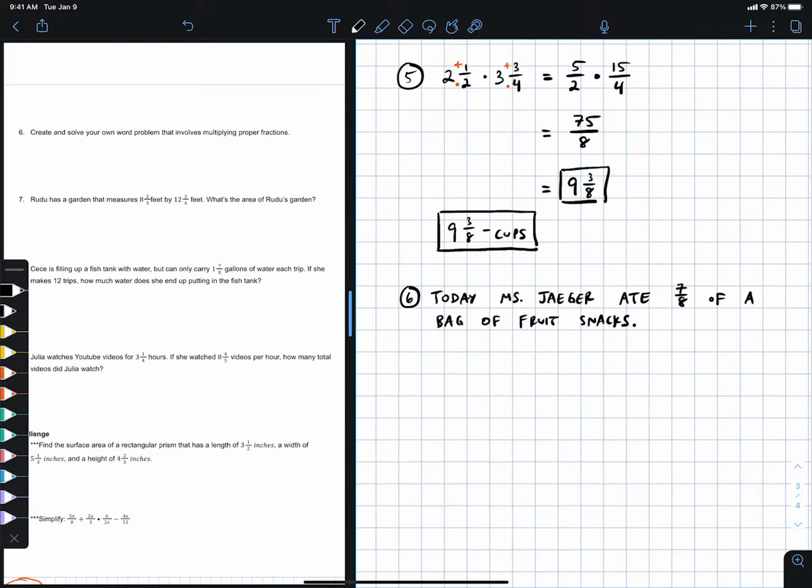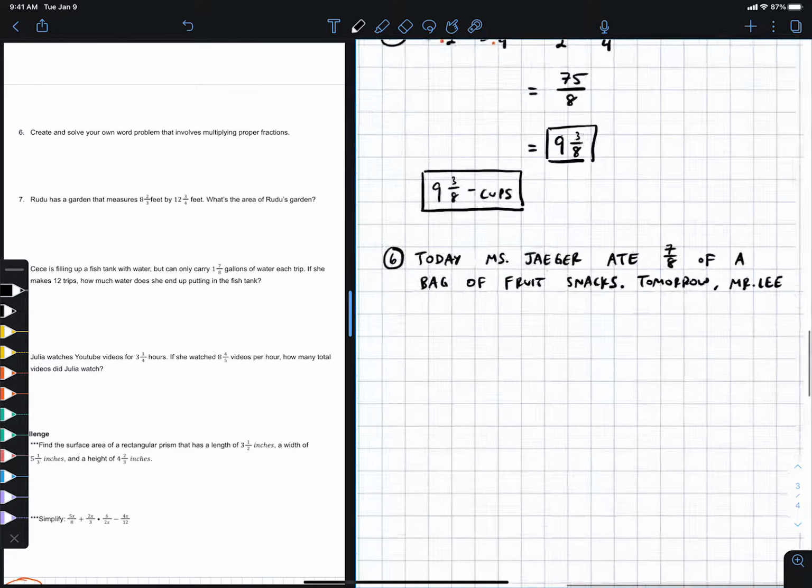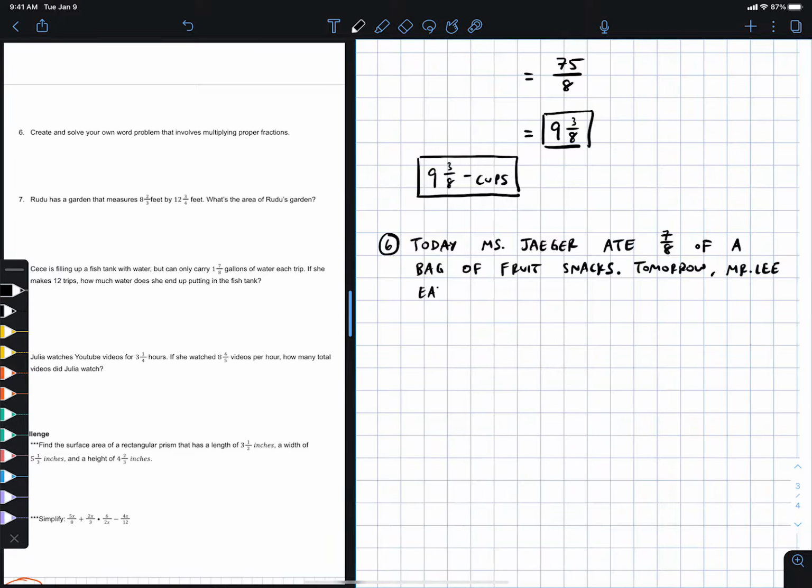Okay, so she didn't eat an entire bag. She ate 7/8 of a bag. I'm going to say tomorrow, Mr. Lee eats half that amount. How much did Mr. Lee eat?